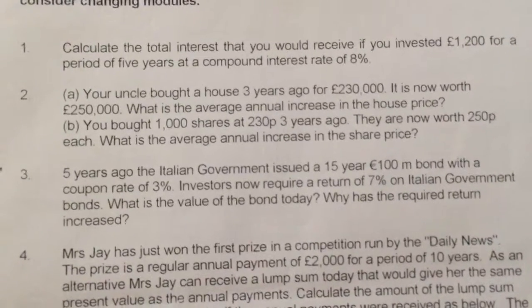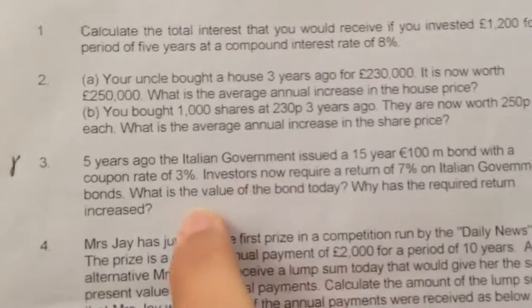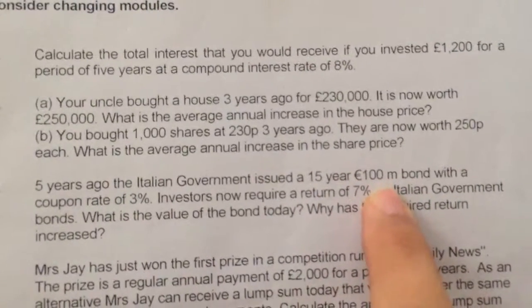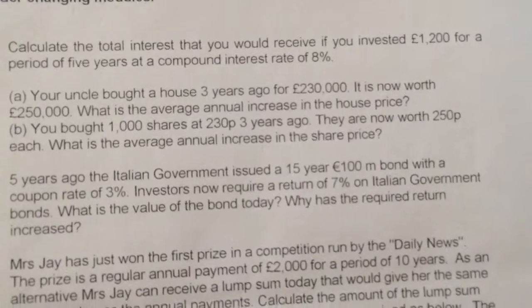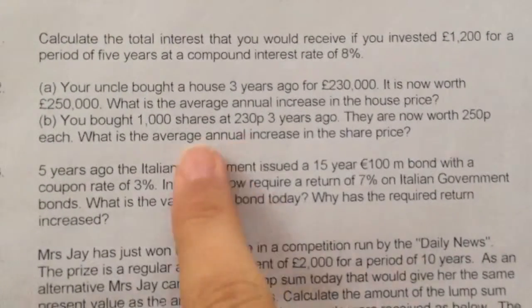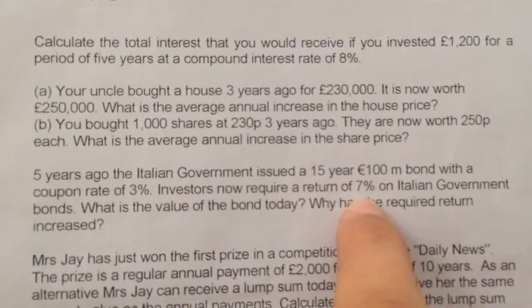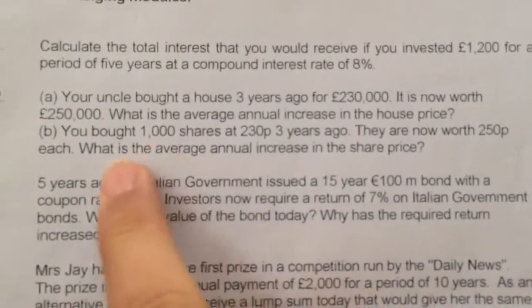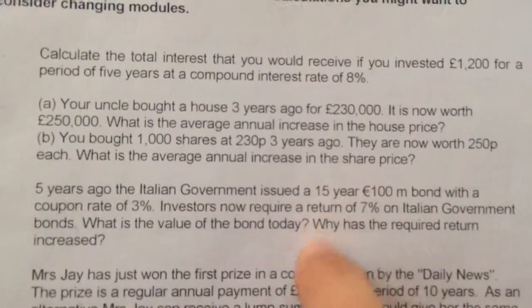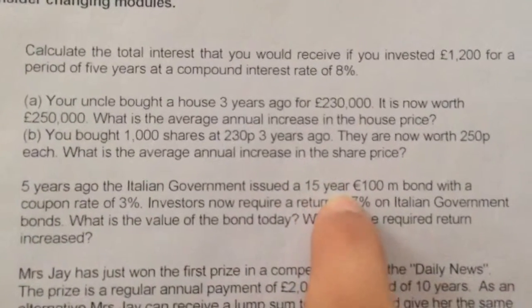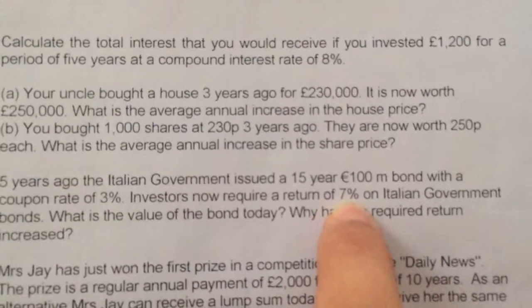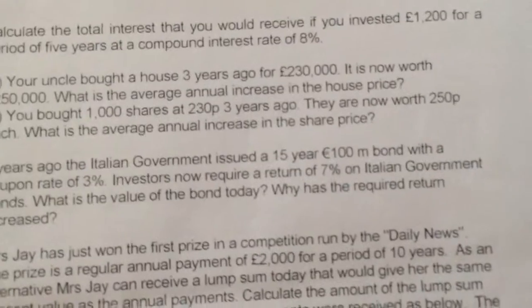So question 3, basically, 5 years ago, the Italian government issued a 15-year, £100 million bond. 100 million is basically nominal value. That's basically the price of the bond at the start. You have a coupon rate of 3%, investors require a return of 7%. What is the value of the bond today? So basically you need to know what the formula is. Because it was 5 years ago that the government issued a 15-year bond, it means it has 10 years left. Value 100 million, coupon rate 3%, rate of return required 7%. So that's basically R equals 7%.